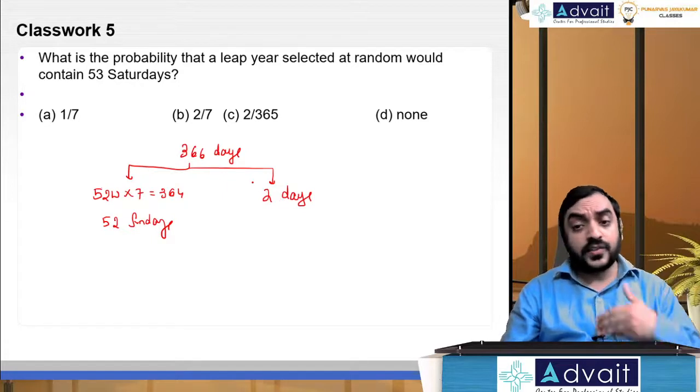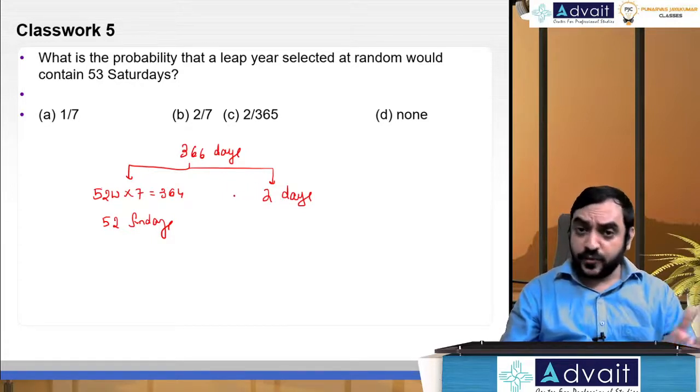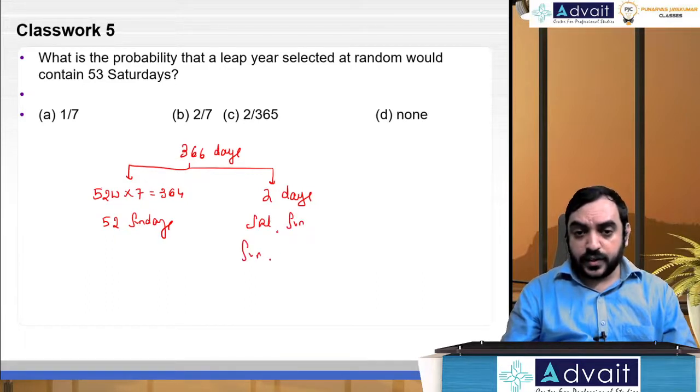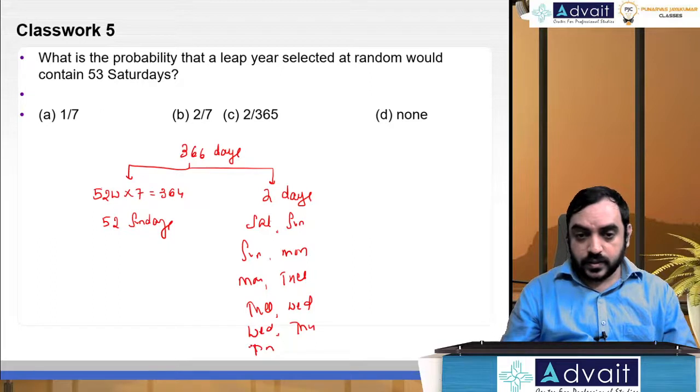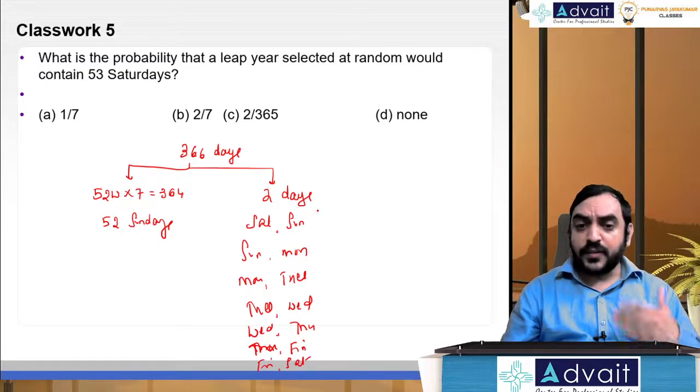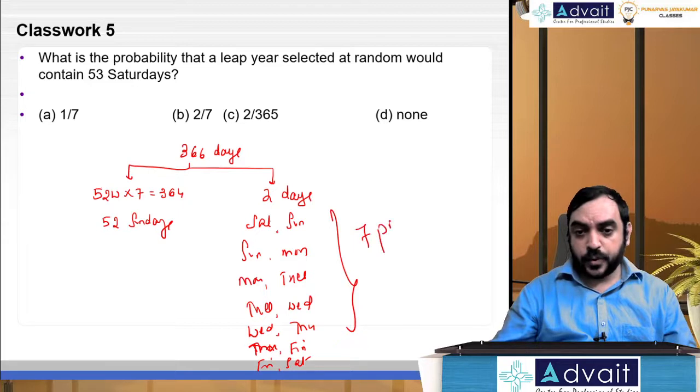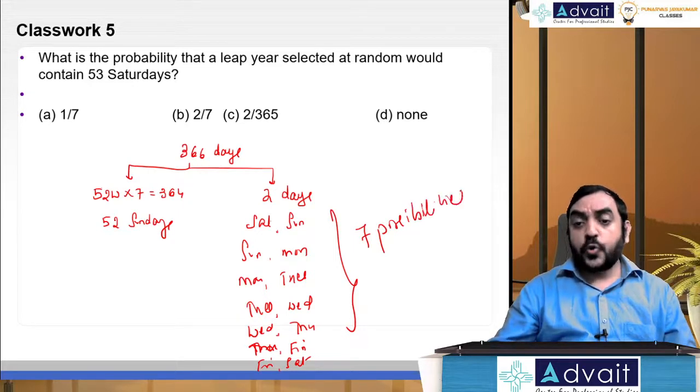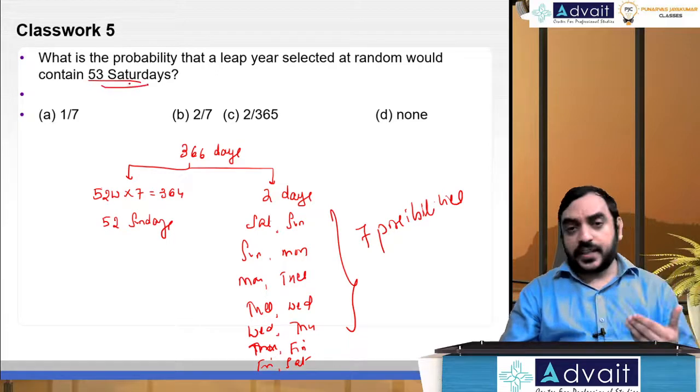Now remaining 2 days can be of any possibility: it can be Saturday, Sunday; Sunday, Monday; Monday, Tuesday; Tuesday, Wednesday; Wednesday, Thursday; Thursday, Friday; and Friday, Saturday. You see, 7 possibilities are there. And out of that, how many would contain 53 Sundays?